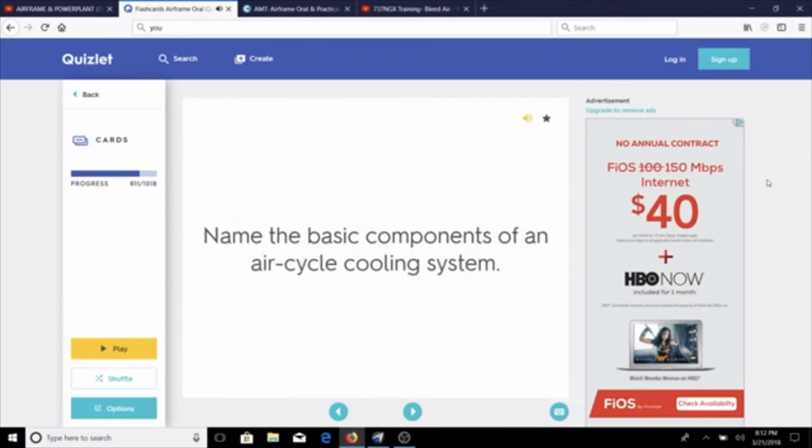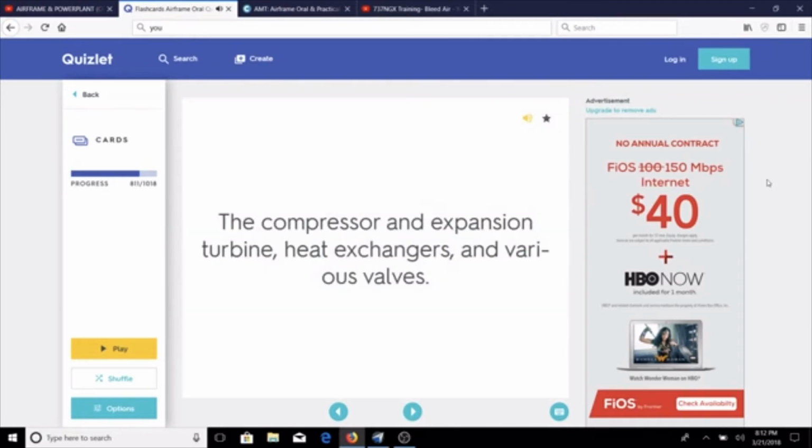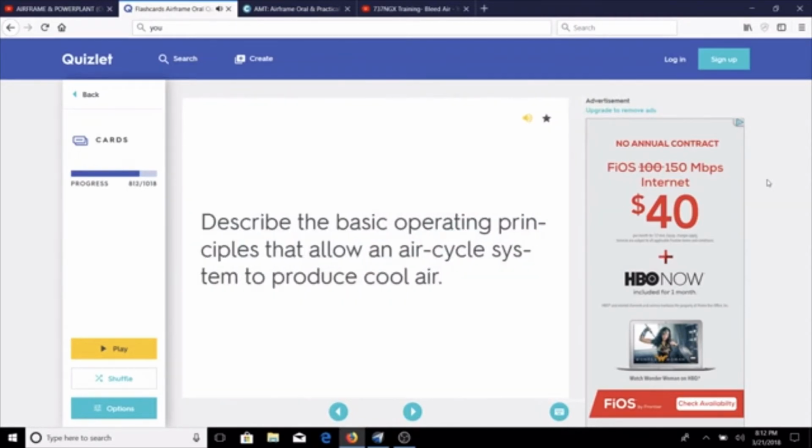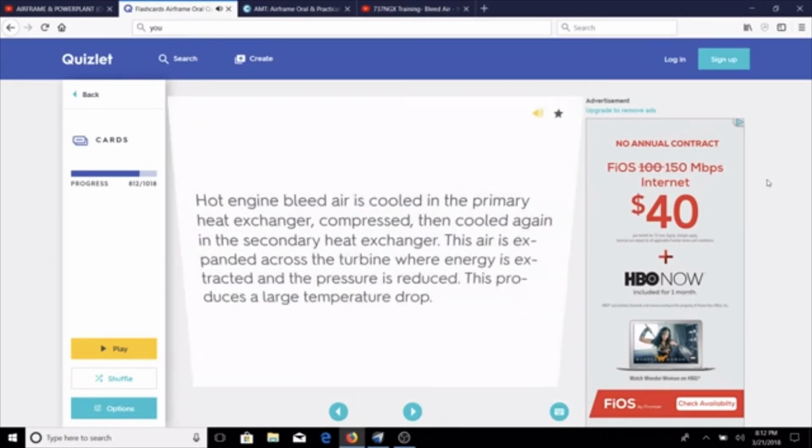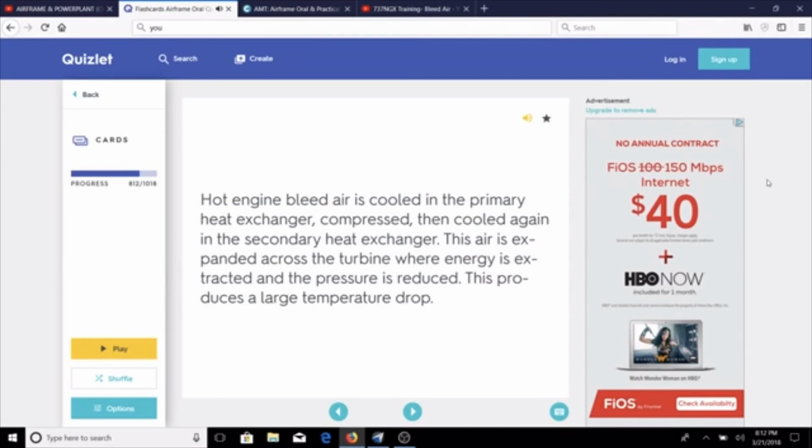Name the basic components of an air cycle cooling system. The compressor and expansion turbine, heat exchangers, and various valves. Describe the basic operating principles that allow an air cycle system to produce cool air. Hot engine bleed air is cooled in the primary heat exchanger, compressed, then cooled again in the secondary heat exchanger. This air is expanded across the turbine where energy is extracted and the pressure is reduced. This produces a large temperature drop.